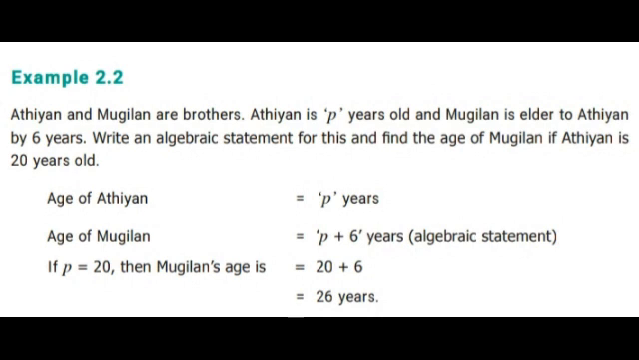Okay. So if Adiyan is 20 years old, that means the value P is equal to 20, then what is P plus 6? 20 plus 6. So 20 plus 6 is equal to 26. So therefore Mugilan's age is 26 years.